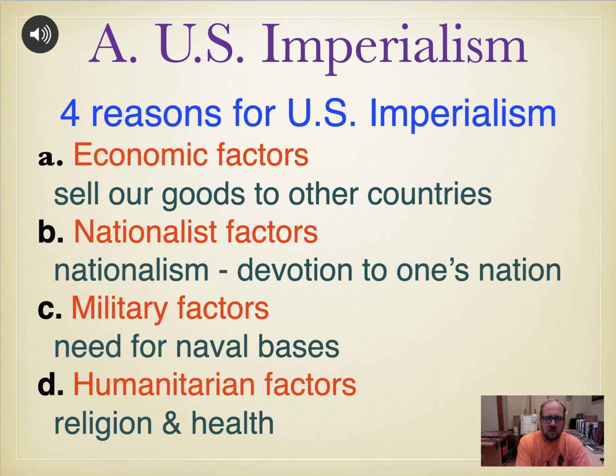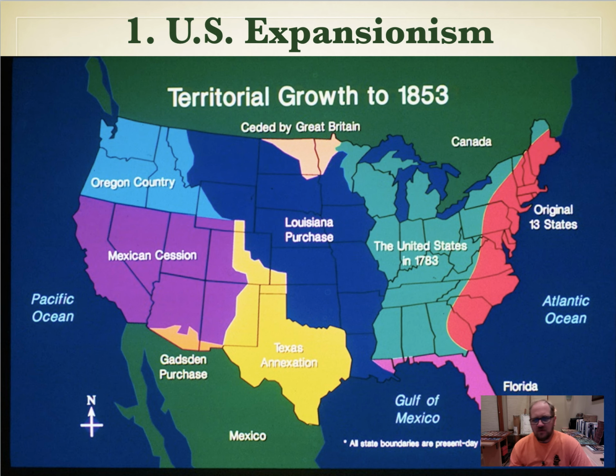Military factors: the need for more naval bases across the board. Of course, if we need to have a merchant fleet, we need to protect those fleets as well, so new naval bases are going to be key. And of course, the humanitarian factors, pushing this Anglo-Saxon ideology. The biggest thing is that America had already expanded all the way to the Pacific Ocean, and now we are having this new manifest destiny abroad.